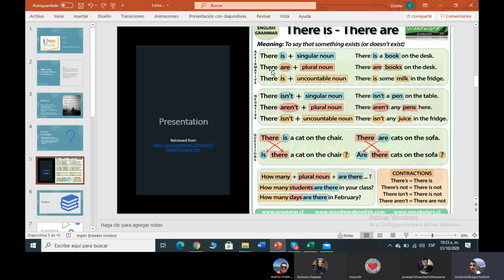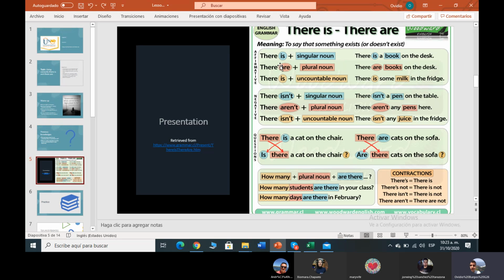With there are, you are going to use there plus are, this is the verb form, plus plural noun. For example, there are books on the desk, okay? The key to understand when you can use correctly there is or there are is that you have to use there is with singular nouns, okay? With singular noun, there is. With plural noun, there are, okay?